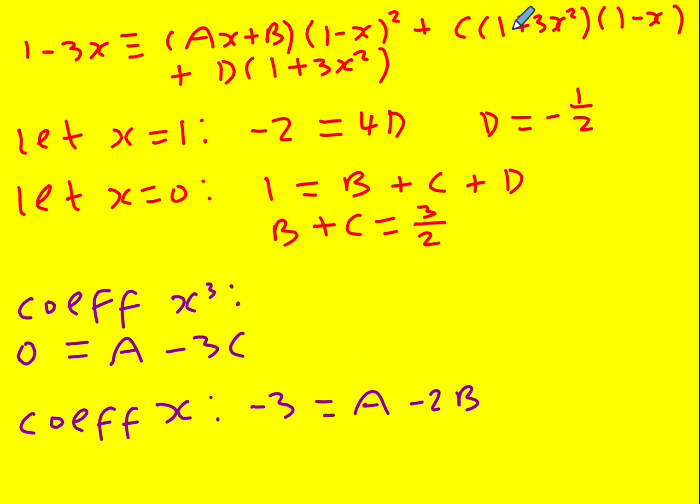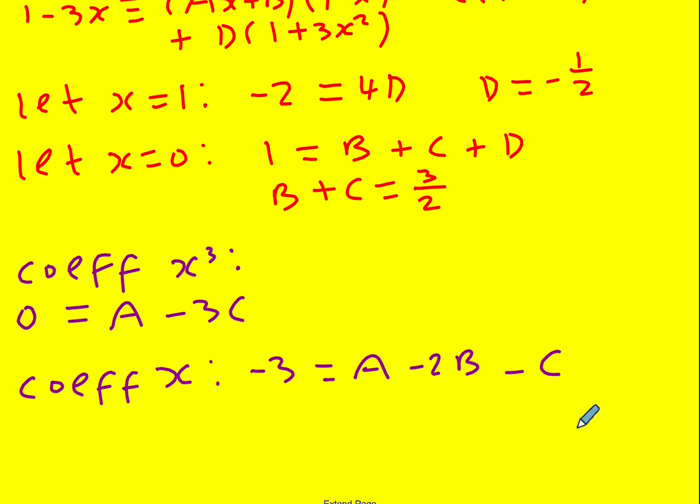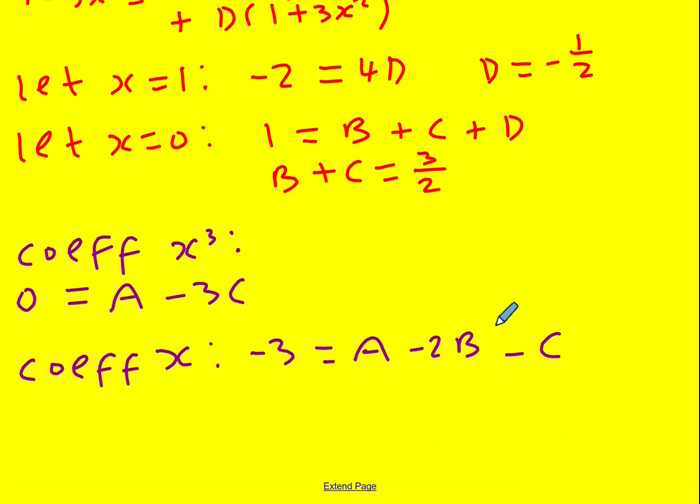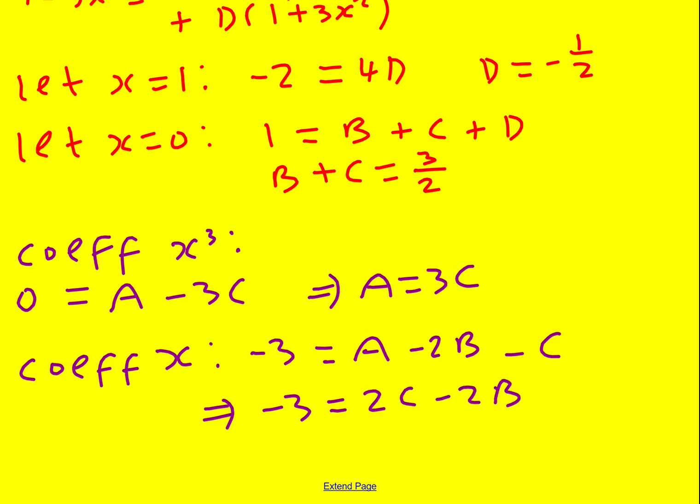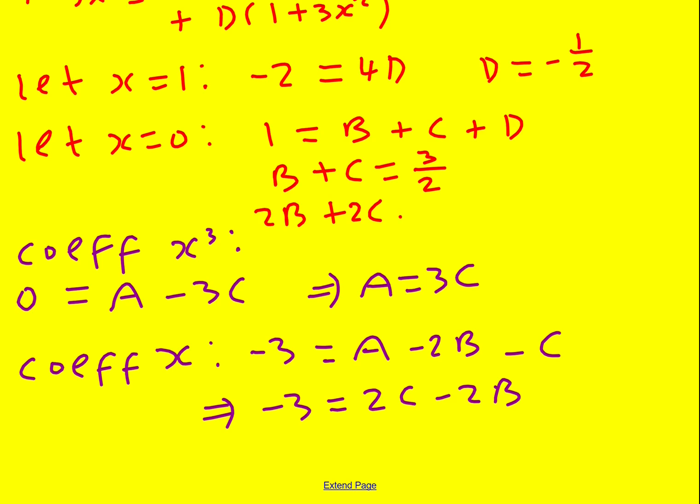Over here, the only way I can get it is by doing 1 times minus x, because all the other terms will be different, so I'm going to get minus c. And there's no contribution from d over here. All right, is that enough to be able to deal with this, is the question. And I think it will be, because we've got that a is equal to 3c. So I can substitute in minus 3 is going to equal 3c minus c, that's 2c minus 2b. And I've also got that 2b plus 2c is equal to 3.